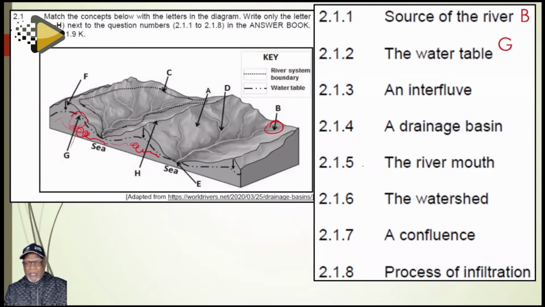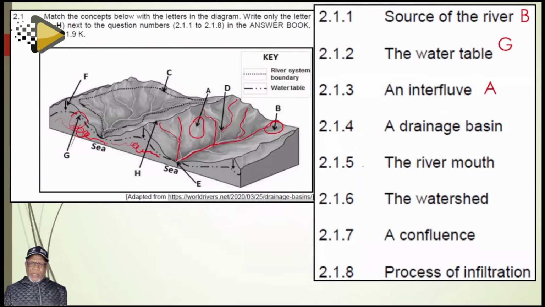Then we have an interfluve. Where is an interfluve? An interfluve is at A. So what is an interfluve? An interfluve is an area that separates the streams of the same drainage basin. You have different streams there, and you have the main stream there. These streams that you see here are separated by these high-lying areas between them. It is called an interfluve. So an interfluve is a high-lying area that separates the streams within the same drainage basin.